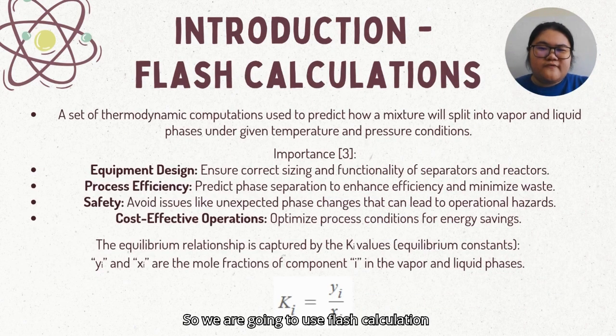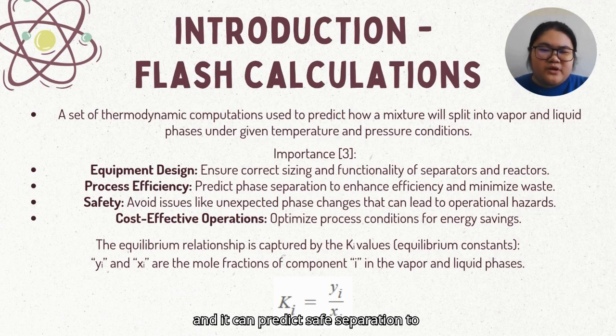So we are going to use flash calculation for our project. Flash calculation is a set of thermodynamic computations used to predict how a mixture will split into vapor and liquid phases under given temperature and pressure conditions. It is important to ensure correct sizing and functionality of separators and reactors, and it can predict phase separation to enhance efficiency and minimize waste. It can also avoid issues like unexpected phase changes that can lead to operational hazards. Moreover, it can optimize the process conditions for energy savings.